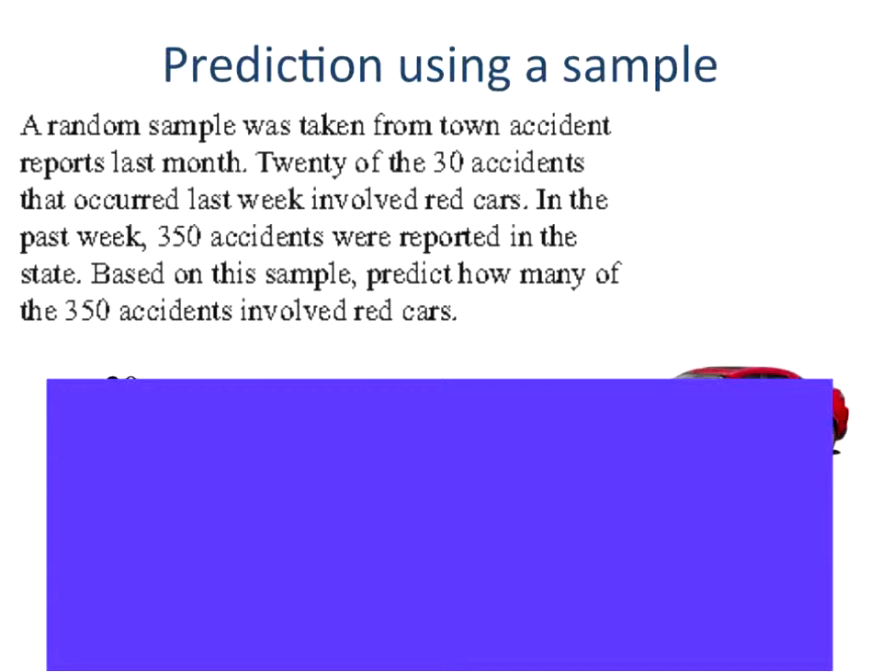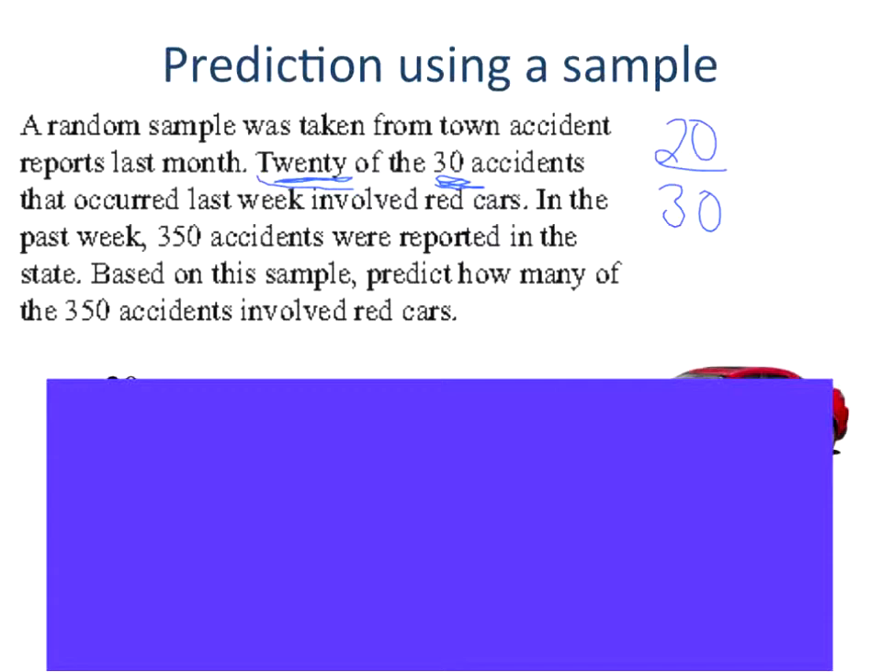So let's highlight a couple things in our notes. Let's reread that second sentence and underline any keywords. It says 20 of the 30 accidents. Well, I bet those are going to be important. So 20 of the 30 accidents that occurred last week involved red cars. How can we represent that as a proportion? 20 of the 30. What would that look like as a proportion? Anybody know? 20 over 30. Good job. So 20 of the 30, that's just a proportion.